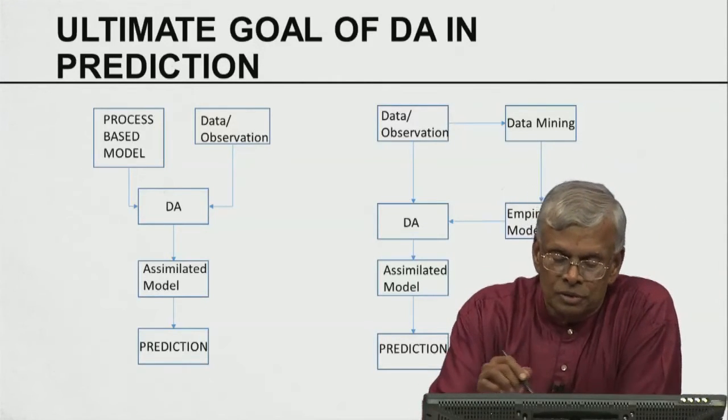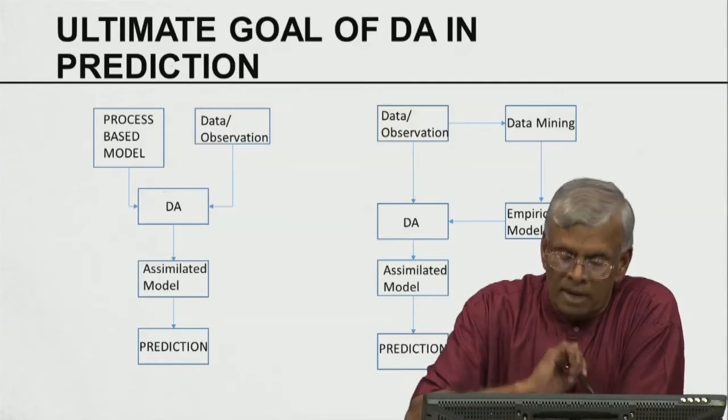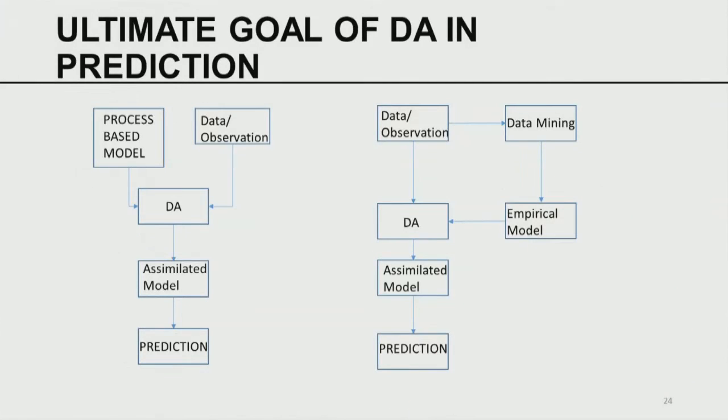As opposed to the empirical domain, we have data observations. I need to do data mining. The data mining provides you an empirical model. Please remember, model observations. Once model observations arise, I do a data assimilation. I get an assimilated model. I make predictions. So that is the commonality.